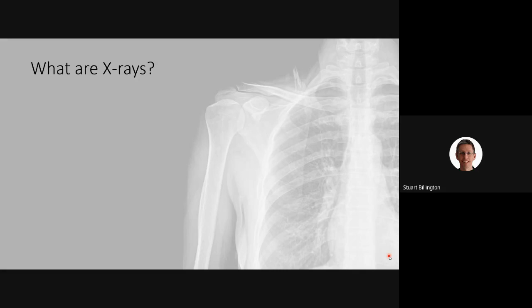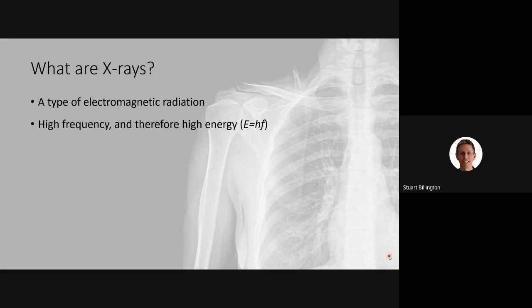Okay, so just in case you have forgotten from the waves topic, where you brushed against the EM spectrum, what are X-rays? They are a type of electromagnetic radiation. They do have a very high frequency, and therefore from your photons topic, you can convert that high frequency into a high photon energy. And that high photon energy is what makes X-rays dangerous.